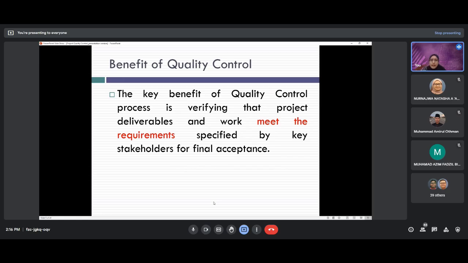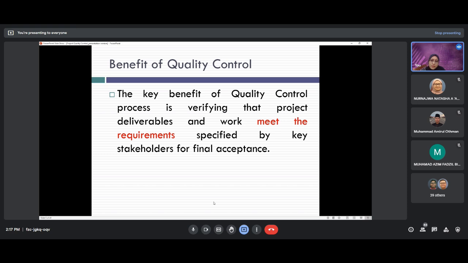Okay, now let's look at the benefits of quality control. There are a lot of benefits, but the most important benefit of the quality control process is verifying that project deliverables and work meet the requirements specified by the stakeholders for final acceptance. Key stakeholders can be the client, the project manager, the authority, and can also be the people living nearby the project.